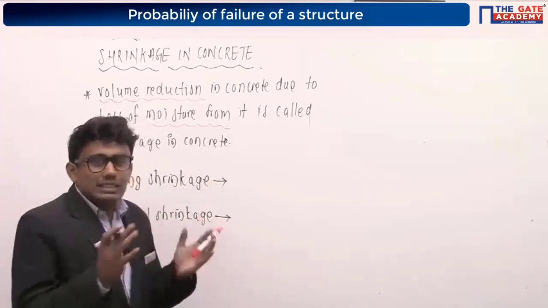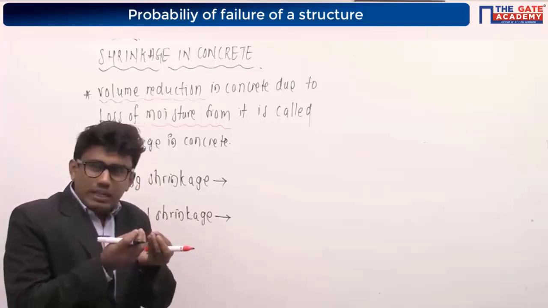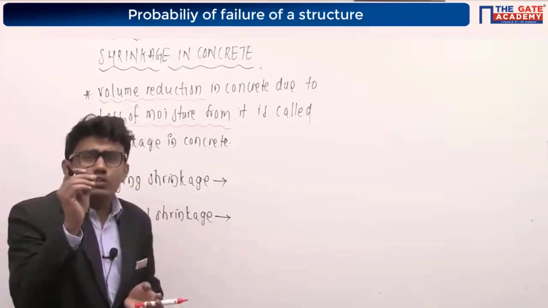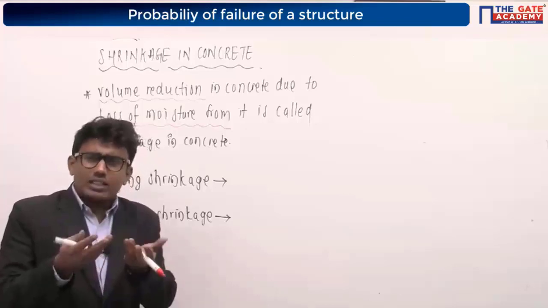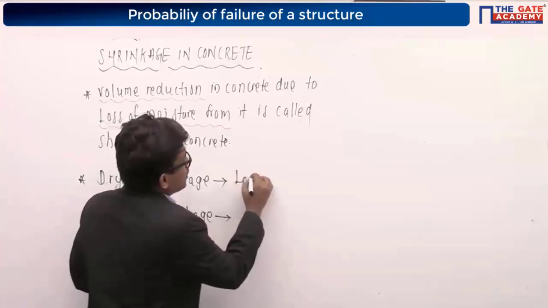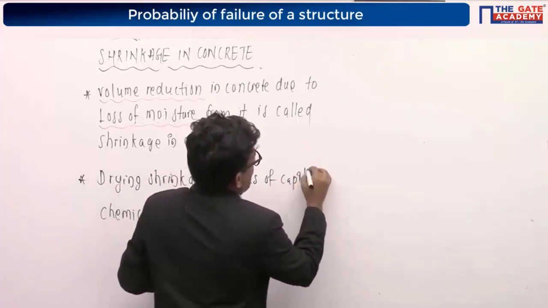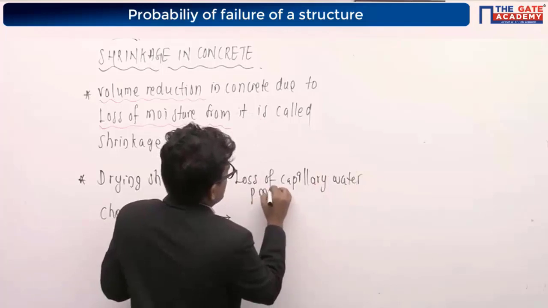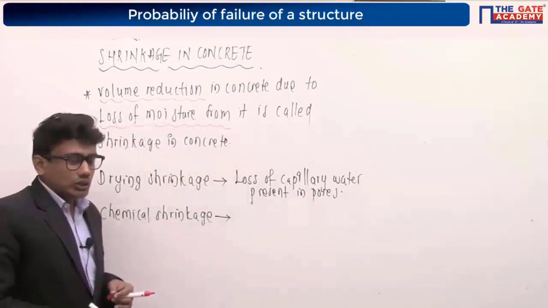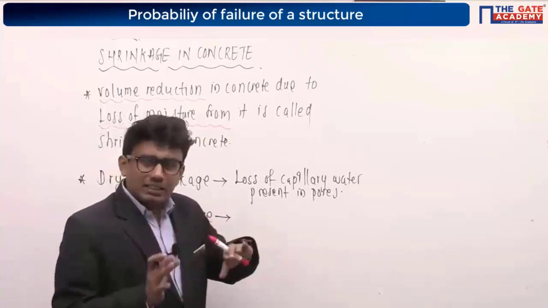See, after the concrete gets hardened, there will be some water present in between the pores in the concrete. So concrete will have some pores, right? Pores means some voids will be there. There will be some water there, that we can say capillary water. So this drying shrinkage will occur due to the loss of capillary water present in the pores of the concrete. It will happen with time.